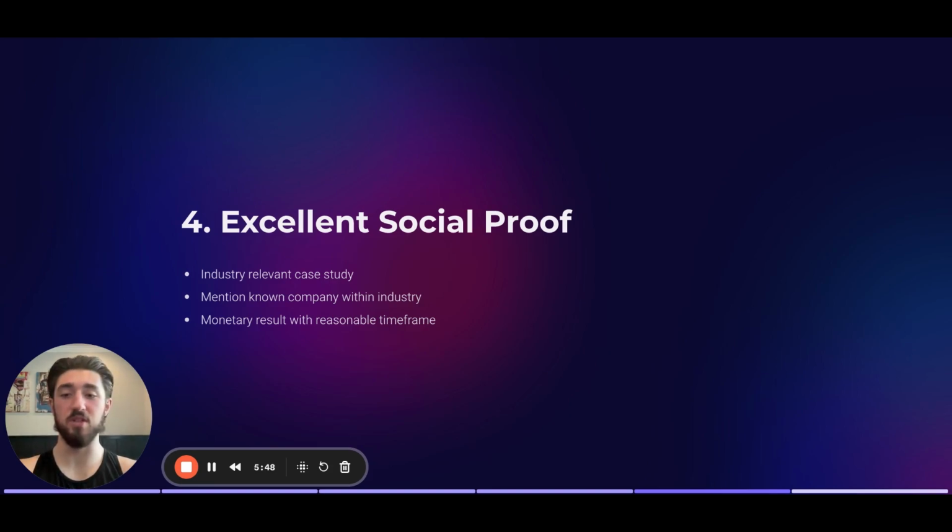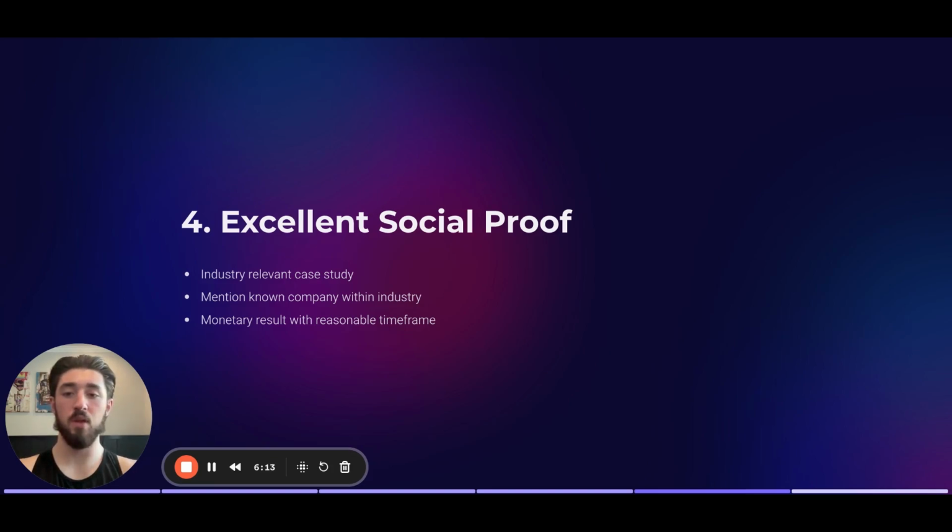You want to make sure that you're actually mentioning a known company within the industry. Really, you don't want to just be saying, "Oh, we help some brand, or we help some company, or we help some organization," and not mention their name. A big part of the social proof is actually mentioning who you worked with, right? Because then it just makes it seem more legit. And if it's a company that most people know, then that's even further social proof, right?